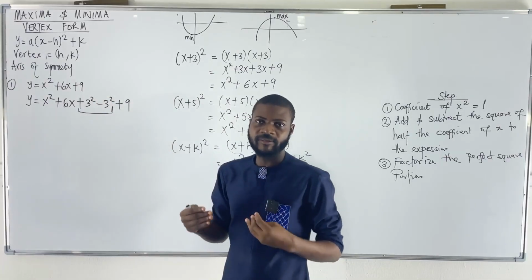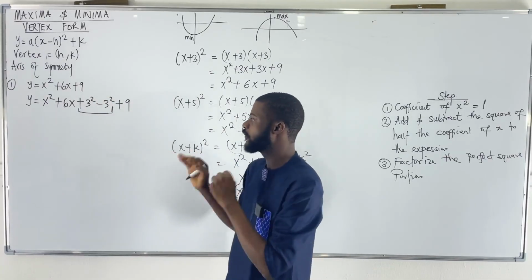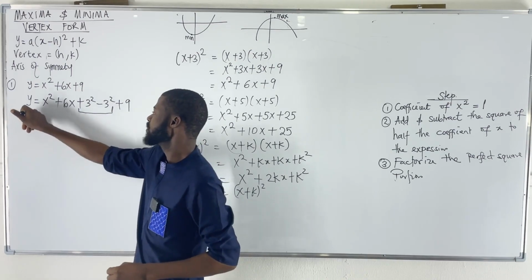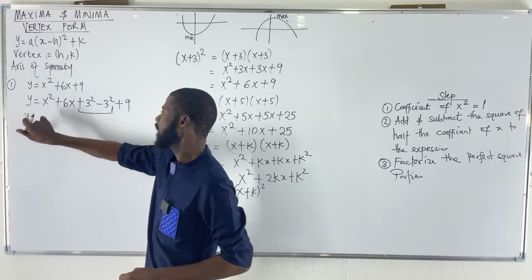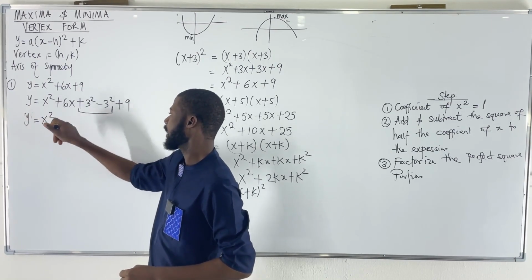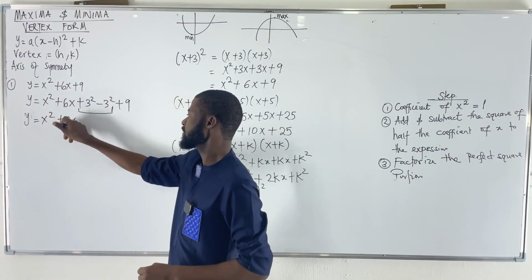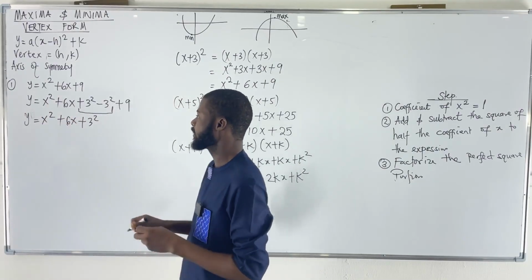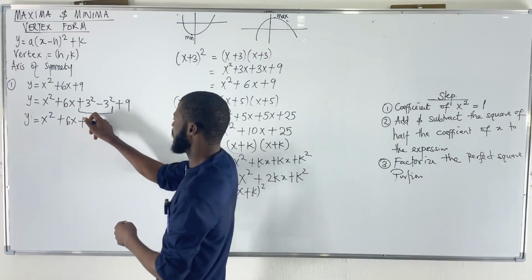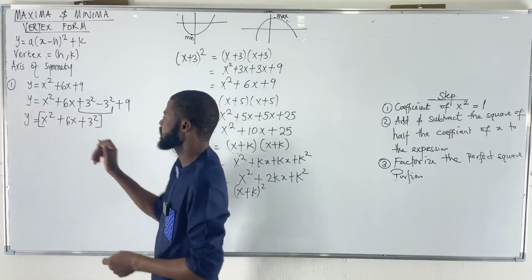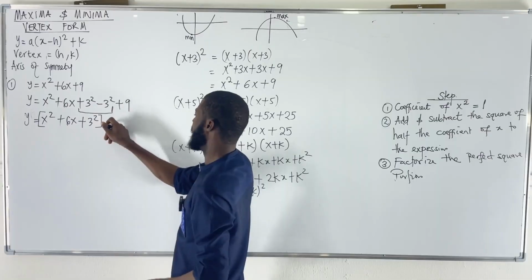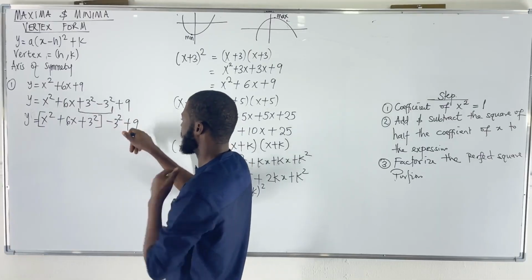So I believe I've been able to tell you what the 2 would be functioning as. So this is just y equal x squared plus 6x plus 3 squared. So I'm going to keep this part. Let me keep this part separate so you see it separate. And then minus 3 squared plus 9.